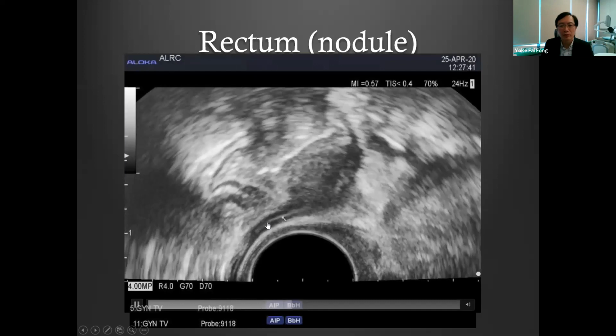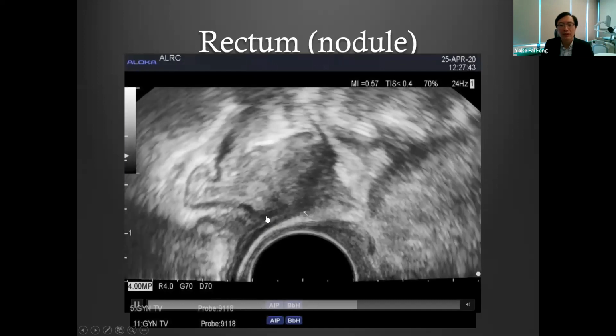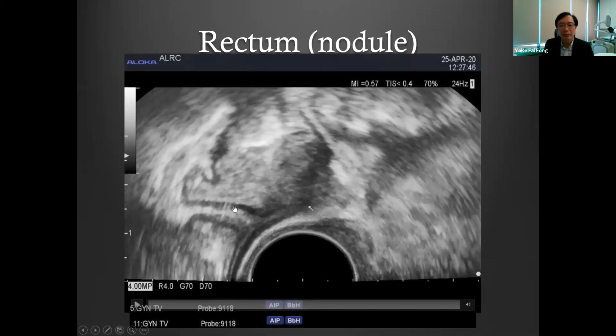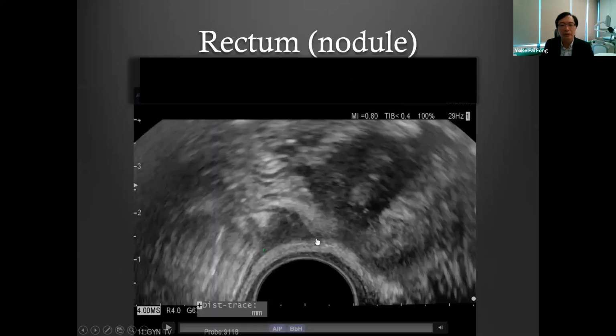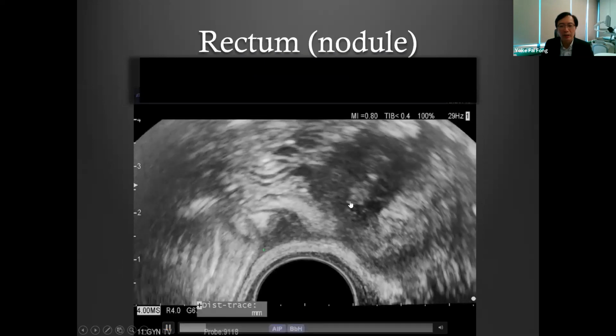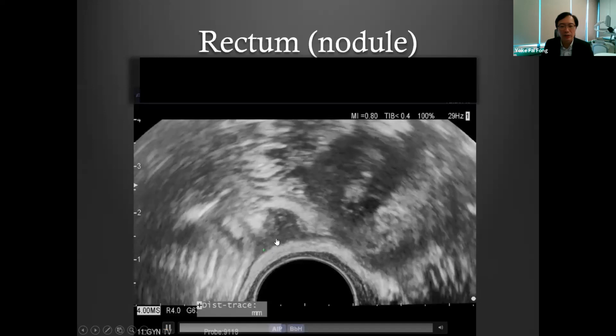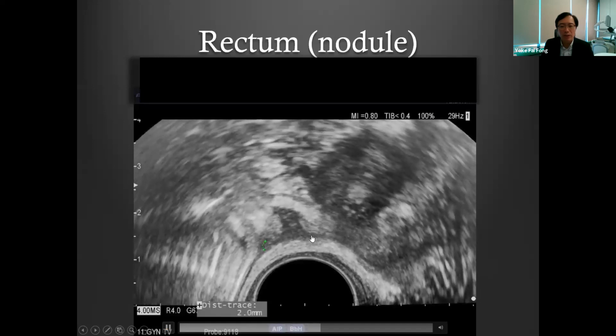Okay, so another view, right? Here, over here. Okay, this is the rectum here, you can see over here. Here you can see this nodule over here, right? Okay, already before we start, if you look at this ultrasound, this is the lower rectum, and this is the nodule here, right?